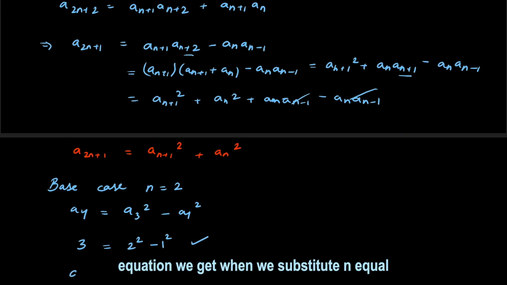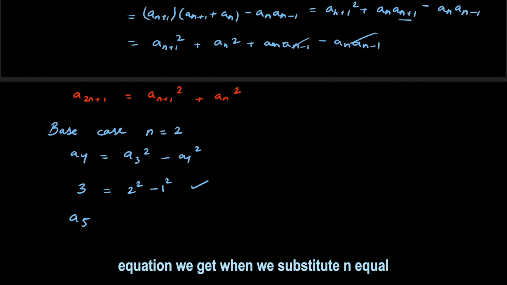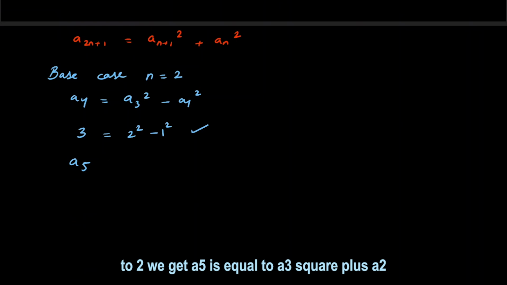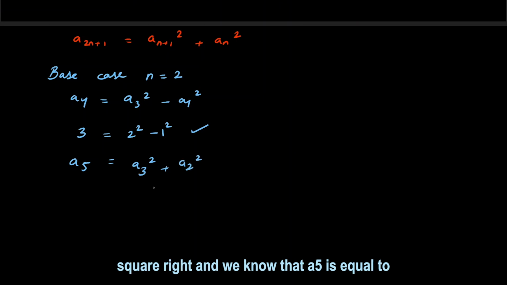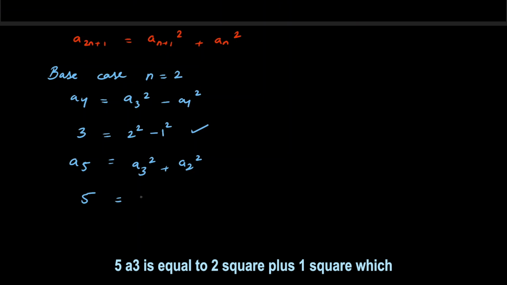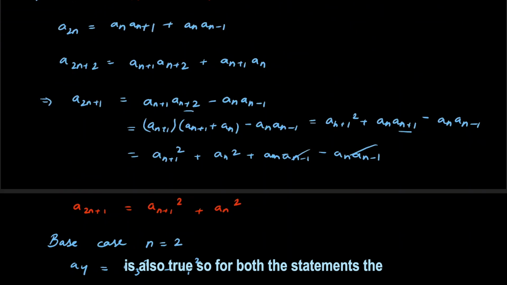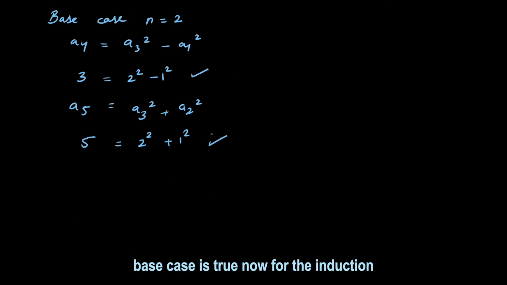And for the second equation, when we substitute n equal to 2, we get A5 is equal to A3 squared plus A2 squared, right? And we know that A5 is equal to 5, A3 is equal to 2, so 2 squared plus 1 squared, which is also true. So for both the statements, the base case is true. Now for the induction hypotheses, let's say that both the equations are satisfied for all natural numbers n.